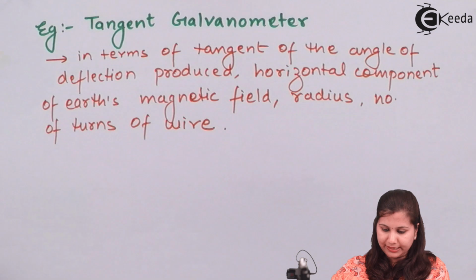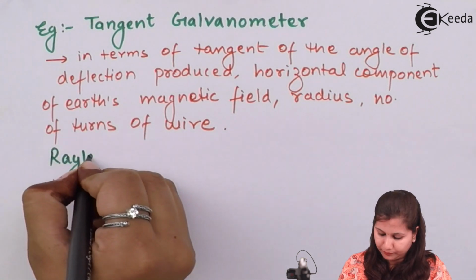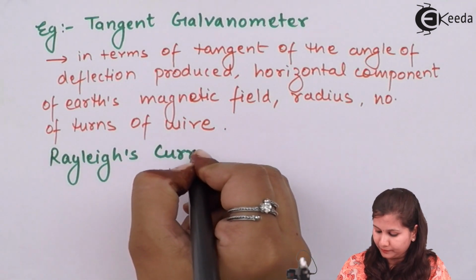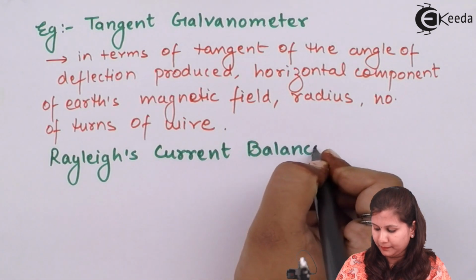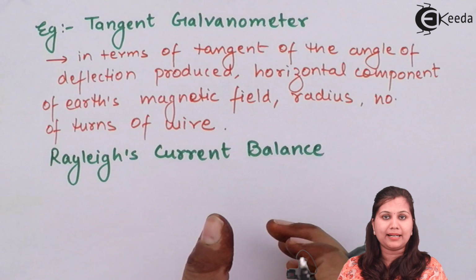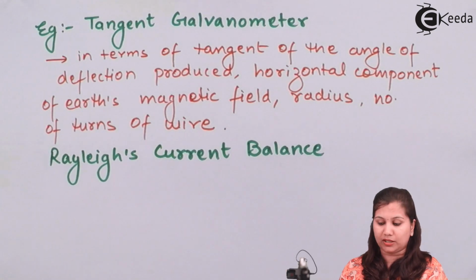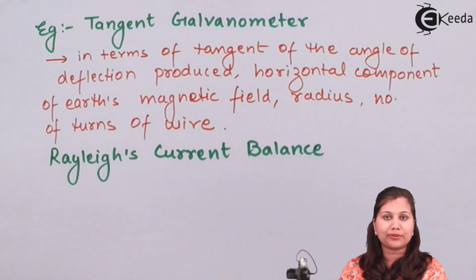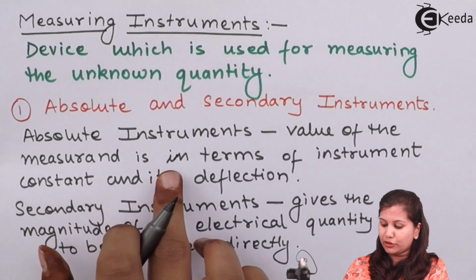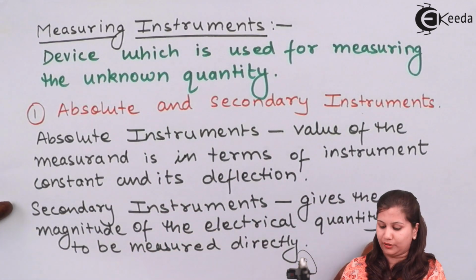Another example is the Rayleigh's current balance. This current balance indicates the value of the current in terms of the instrument constant. So these are examples of absolute instruments, where the value of the measurement is in terms of the instrument constant and its deflection.